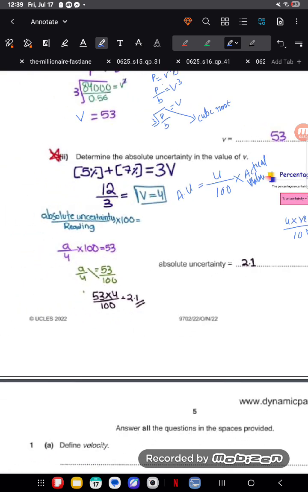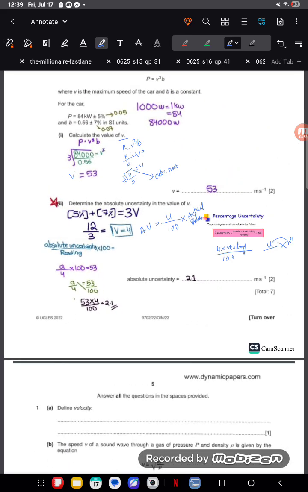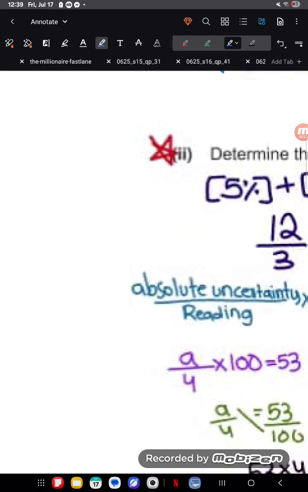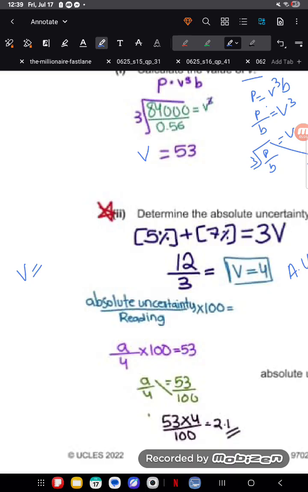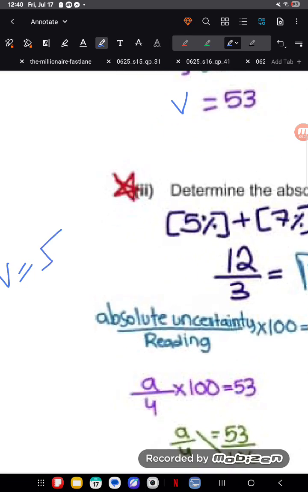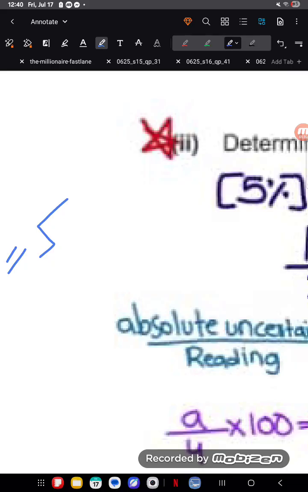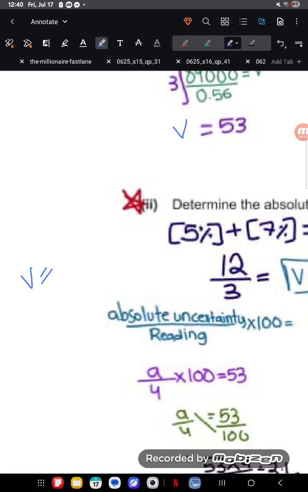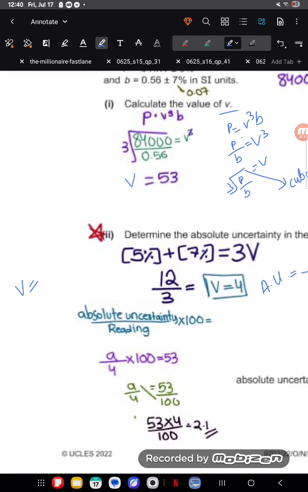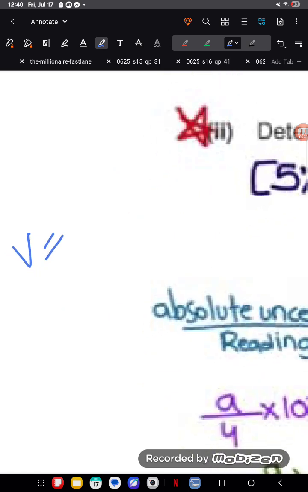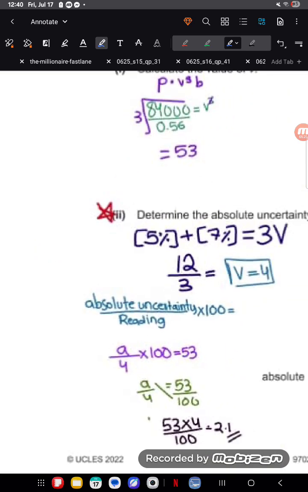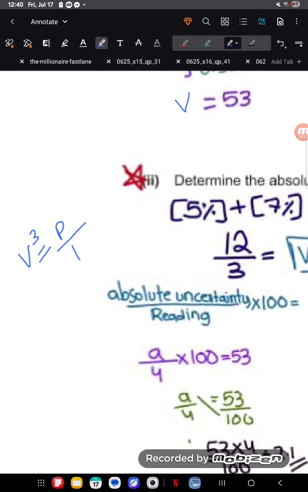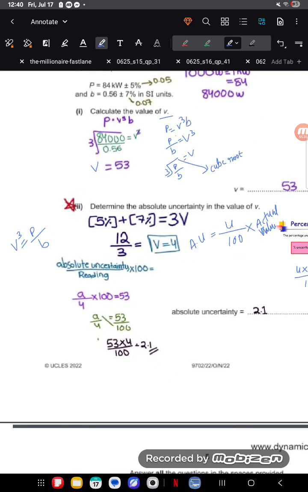So see here. Now you got V, right? So now your formula is V is the cube root of P and B, right?